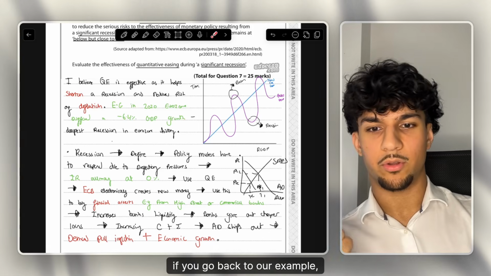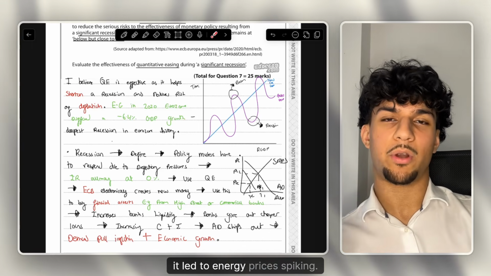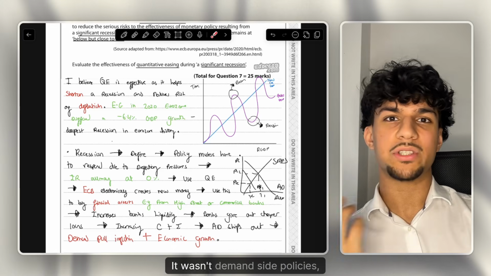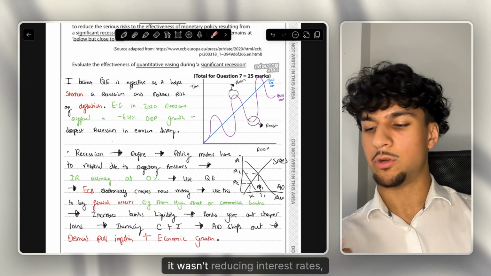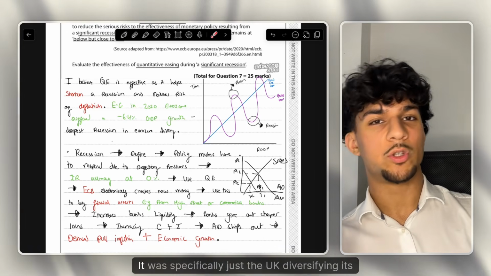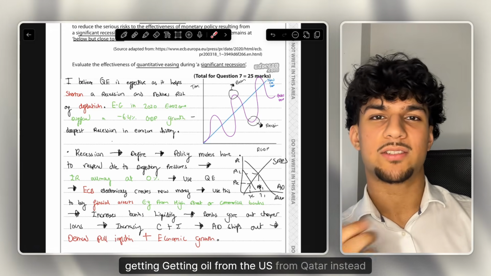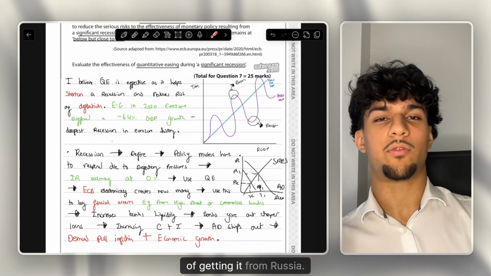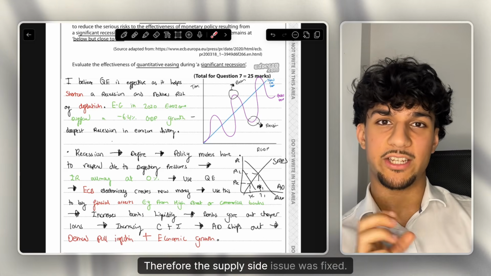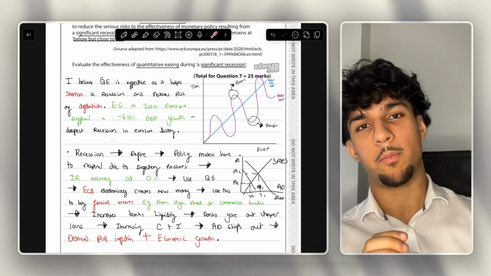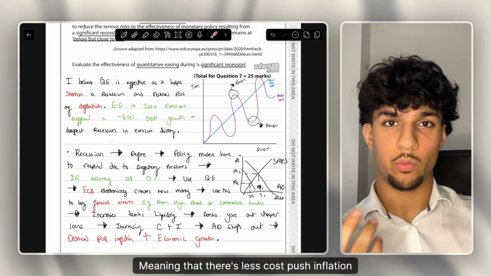If you go back to our example, the UK and the Russia-Ukraine war led to energy prices spiking, but then what eventually caused a drop in energy prices? It wasn't demand side policies, it wasn't reducing interest rates, it wasn't quantitative easing. It was specifically the UK diversifying its portfolio, getting oil from the US and Qatar instead of from Russia. Therefore, the supply side issue was fixed, meaning we don't import a massively inflated price good, meaning there's less cost push inflation within our economy.